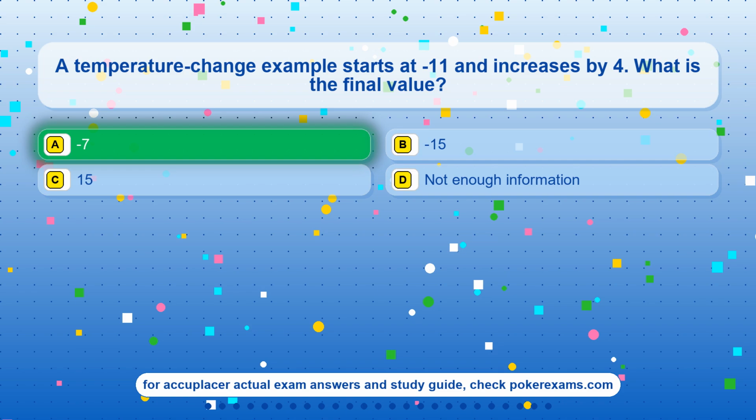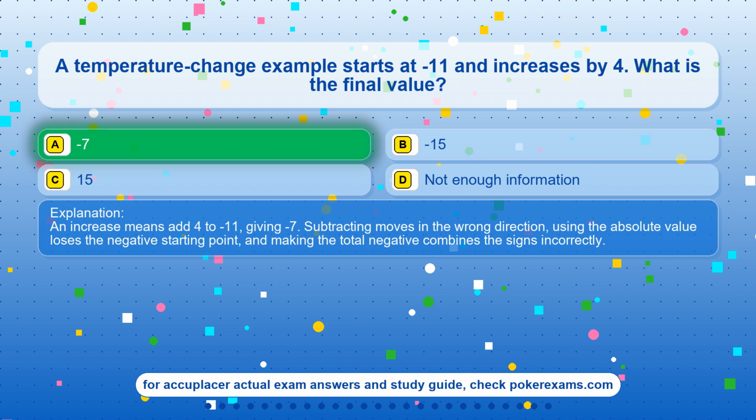The correct answer is option A, -7. An increase means add 4 to -11, giving -7. Subtracting moves in the wrong direction, using the absolute value loses the negative starting point, and making the total negative combines the signs incorrectly.